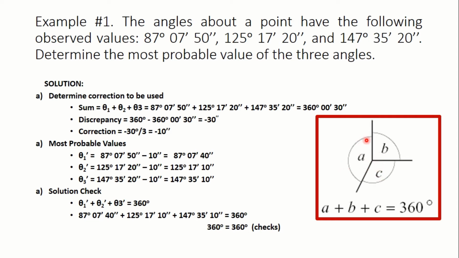So, pag pinag-add natin lahat itong angles, dapat ang sum niya is 360 degrees. Okay? So, titingnan natin kung ang sum ba ng tatlong ito ay 360 degrees. Okay? So, sum is, meron siyang discrepancy. Merong sobrang 30 seconds. Okay? So, ang correction niya is 30 divided by 3. We have negative 10.